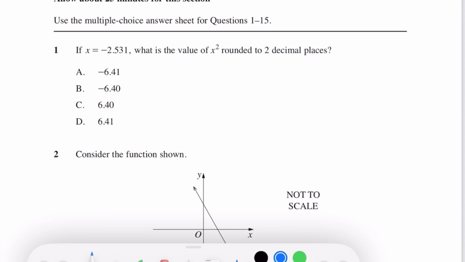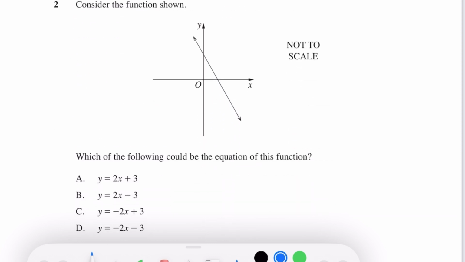So for question 1, it says if x is equal to negative 2.531, what is the value of x squared? Whenever we square a number, you know it's got to be positive, so it's not going to be A or B. So we can just literally type in 2.531 squared with a positive or negative in front of it, because when you square either, you've got to get a positive. And if you do that, you're going to get 6.41 to 2 decimal places. So that's going to be D. That's going to be your correct answer.